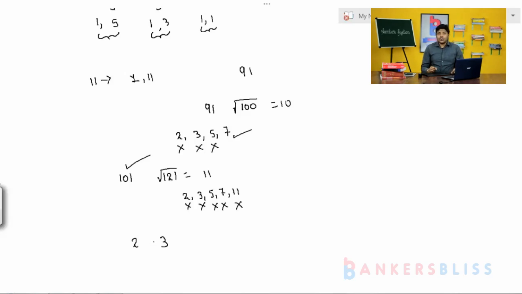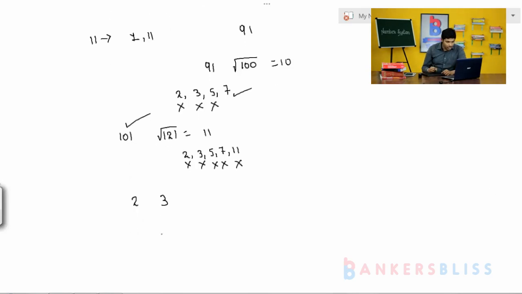Next, the concept is composite numbers. What do you mean by composite numbers? Any number having more than 2 factors, those numbers are called composite numbers. For example, you can take 4. 4 is having more than 2 factors. 4 is divisible by 1, 4 is divisible by 2 and 4 is divisible by 4. So 4 is having more than 2 factors.